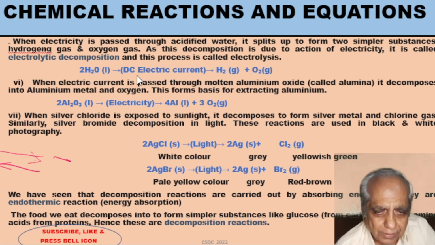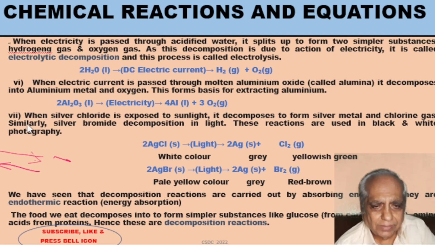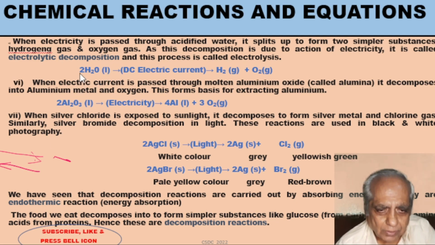So this is a decomposition and it is by electricity. We call it electrolytic decomposition, and this process is called electrolysis. So we'll say we are doing electrolysis of water. When we do electrolysis of water, you get hydrogen and oxygen gas.